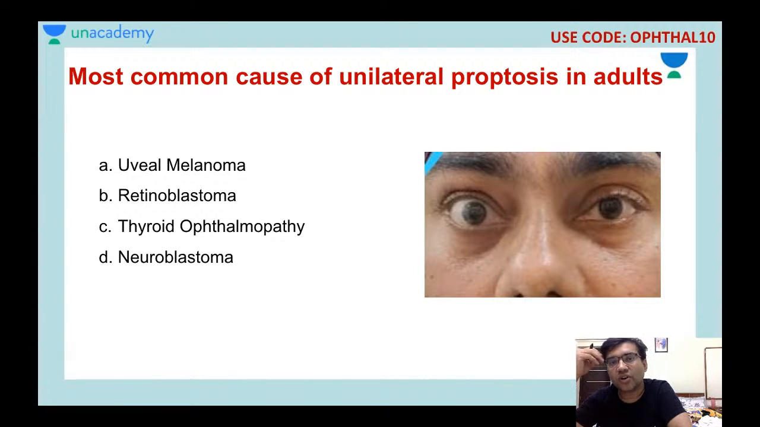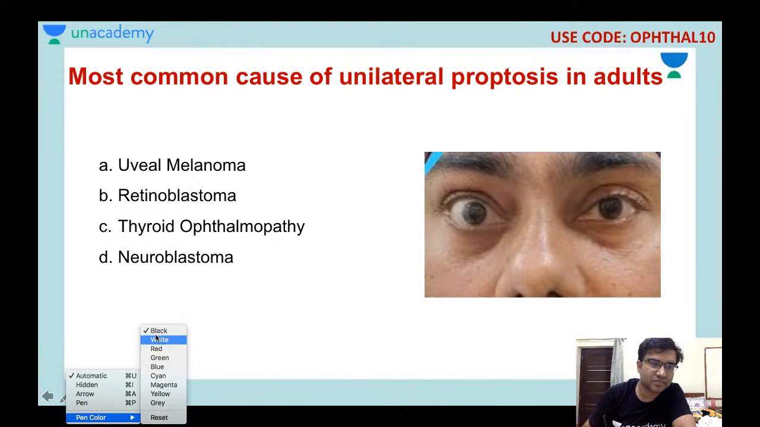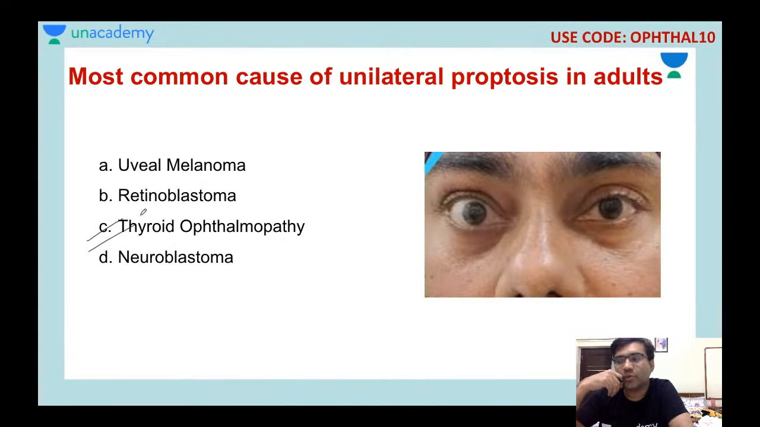The most common cause of unilateral proptosis in adults is, your options are uveal melanoma, retinoblastoma, thyroid ophthalmopathy or neuroblastoma. If you can see, there is a frightening look of this patient and there is upper lid retraction also. So this patient is having a sign which is called Dalrymple sign. And whenever you see a Dalrymple sign, the patient is basically suffering from thyroid ophthalmopathy. So remember, thyroid ophthalmopathy is the most common cause of proptosis, both unilaterally as well as bilaterally. It is the most common cause of proptosis in adults.